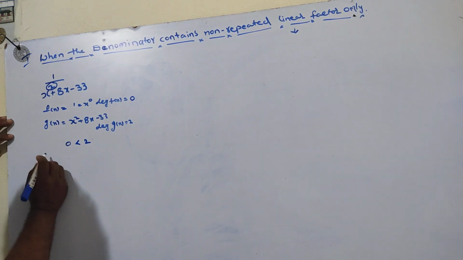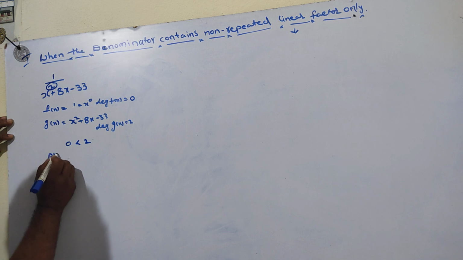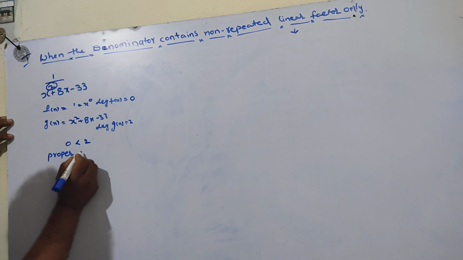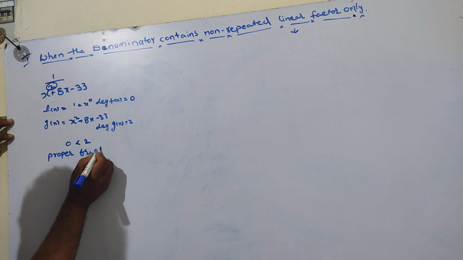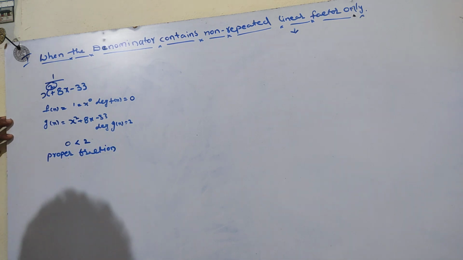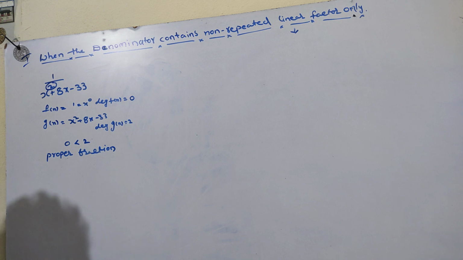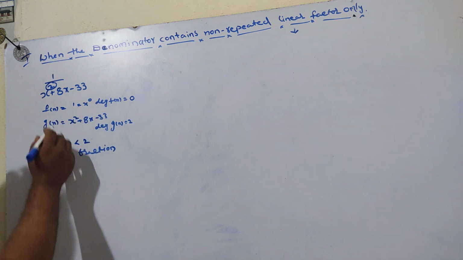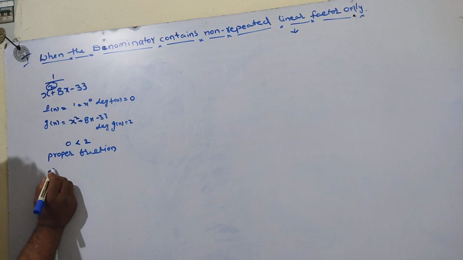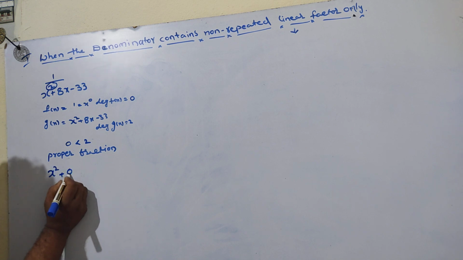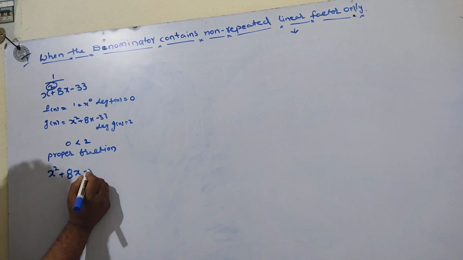The given question is a proper fraction. So it is possible to convert into partial fractions. First of all we have the quadratic factor, so it is possible to convert it into a product of linear factors.